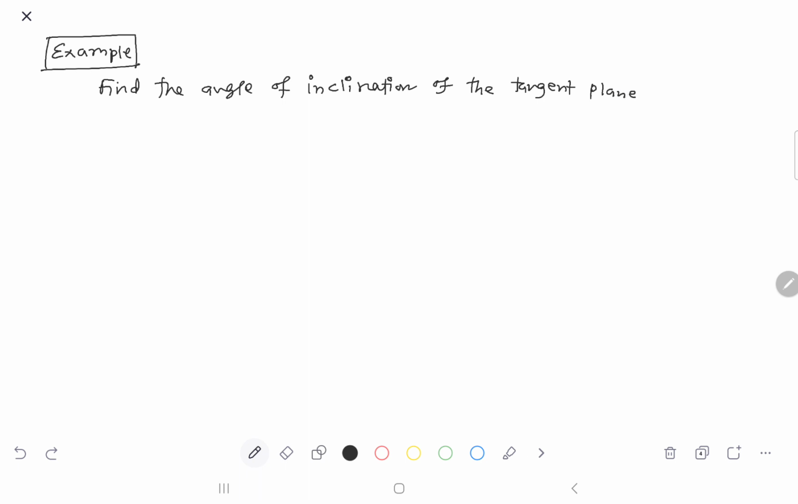Okay, no problem. Find the angle of inclination of the tangent plane to the ellipsoid given by x squared divided by 12 plus y squared divided by 12 plus z squared divided by 3 equals 1, at the point (2, 2, 1).